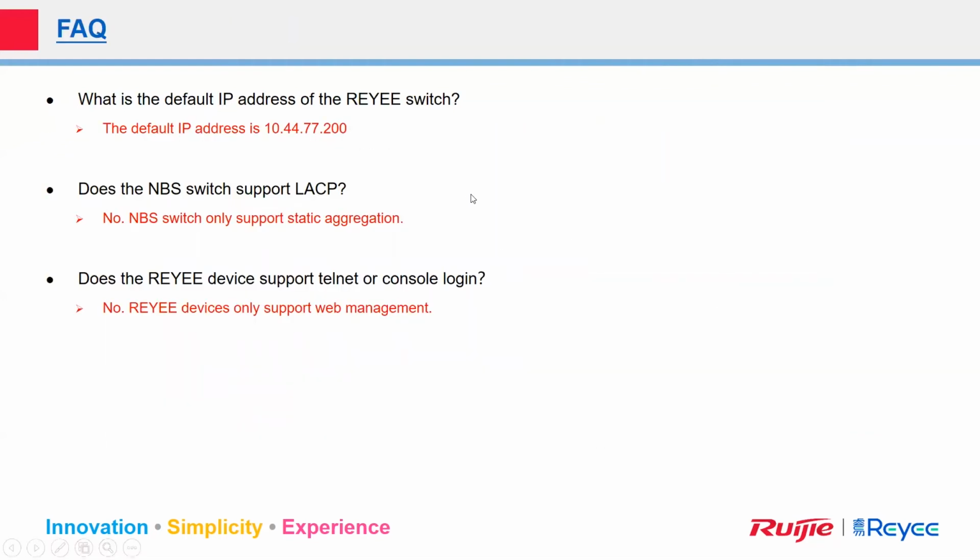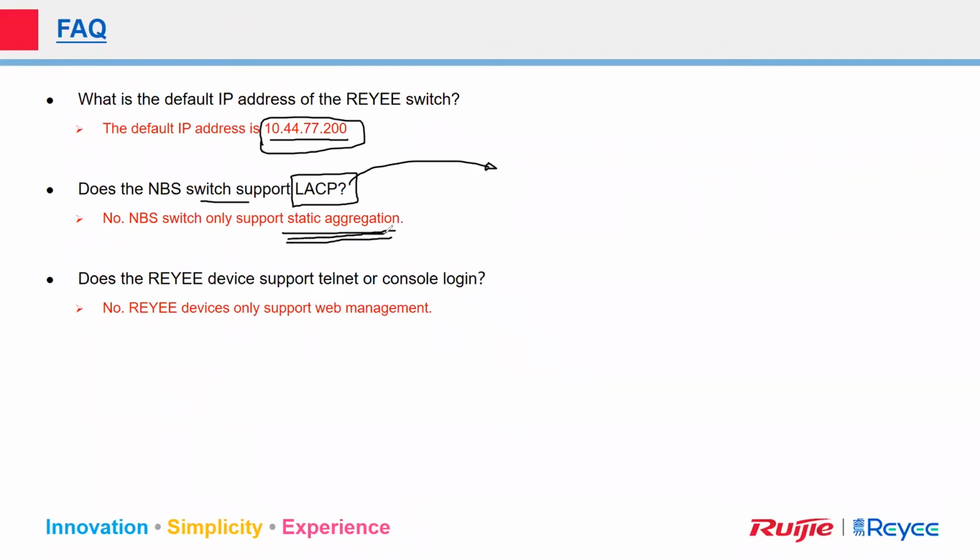Some questions here you might find in the exam. What's the default IP address of the Reyee switch? The default is 10.44.77.200. Okay. All right. Does the NBS switch support LACP? No, it doesn't, because it supports static aggregation, right?